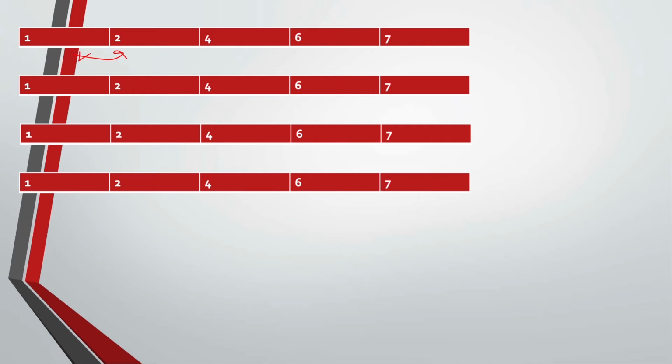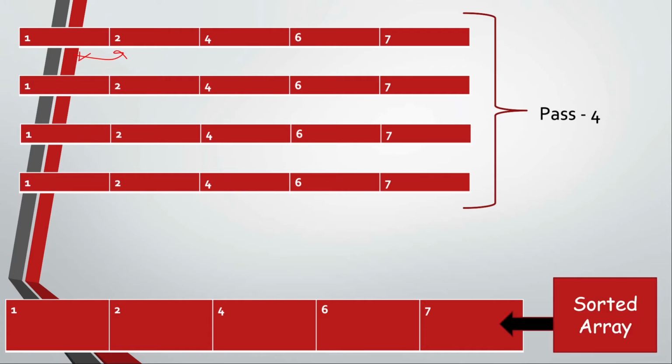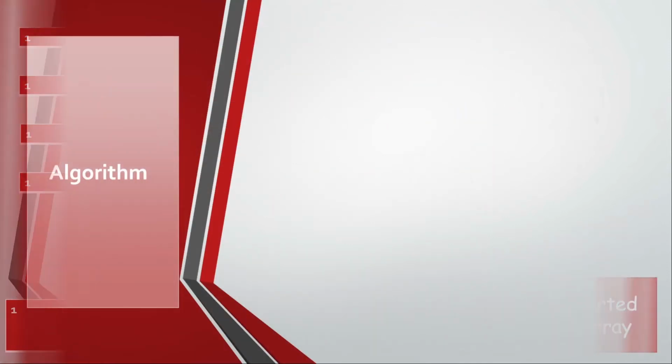So for pass 4, all of the comparisons will again happen from the beginning, and at the end what we'll get is a sorted array which looks like this. As the array was already sorted and all the elements were in their correct position, no swapping took place. Let's look into the algorithm now.